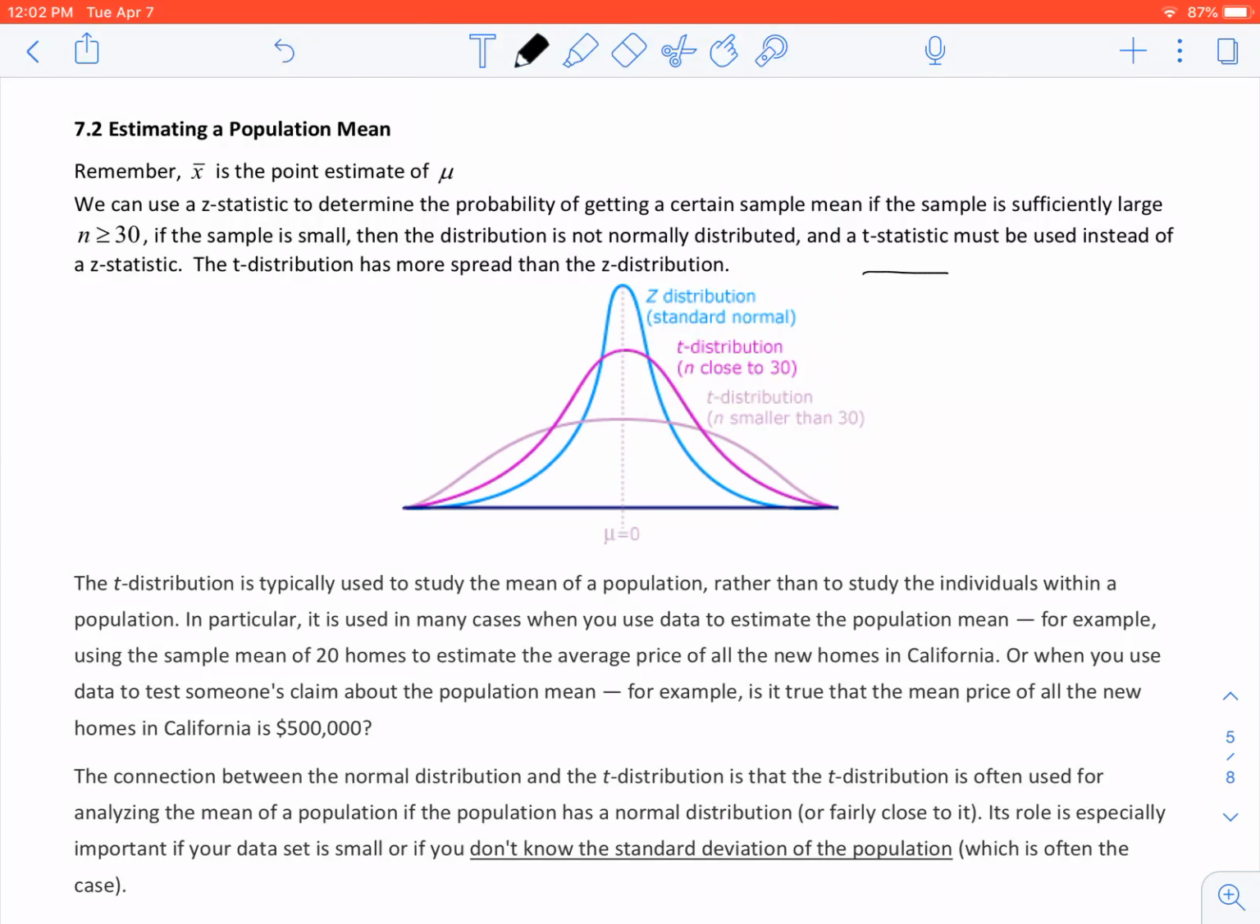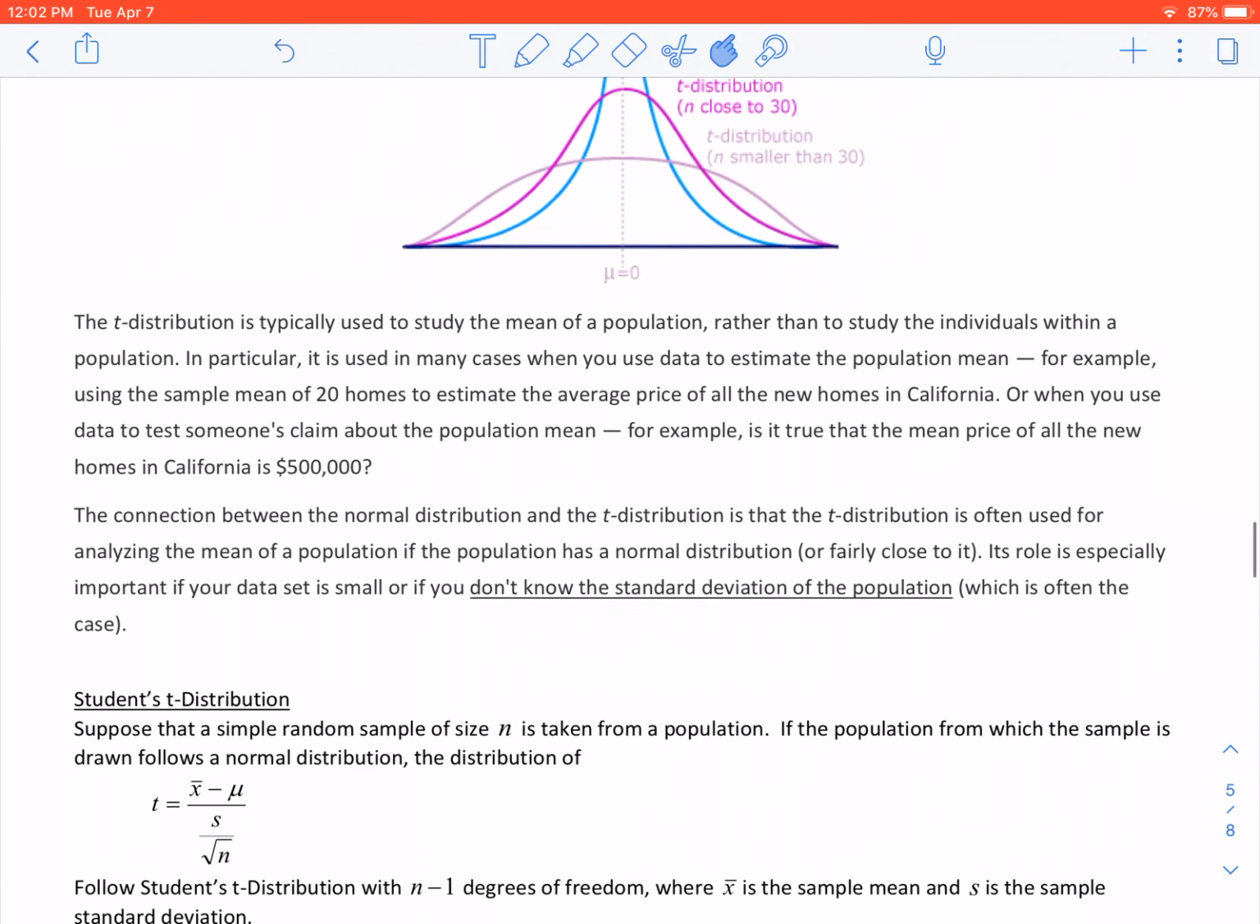So, a new distribution. The t distribution has more spread than the z distribution. In the picture down below, you can see that as t gets bigger, it gets a little bit more normal, but you can see the difference when we have a population that's smaller than 30 versus one that is greater than 30.